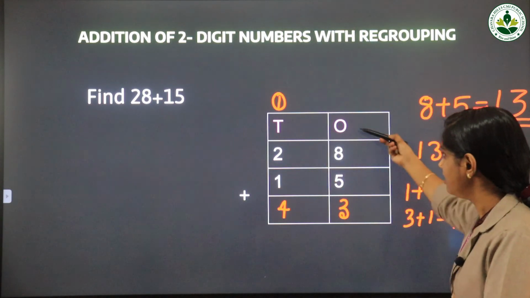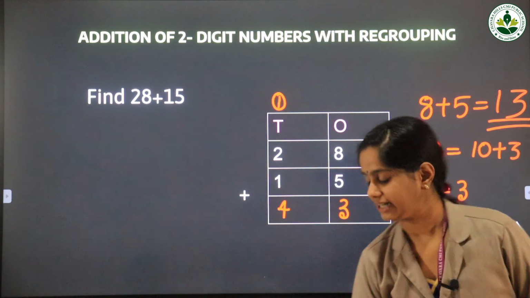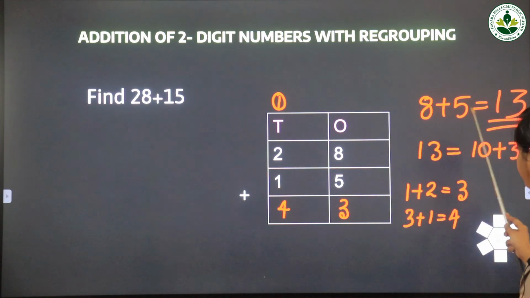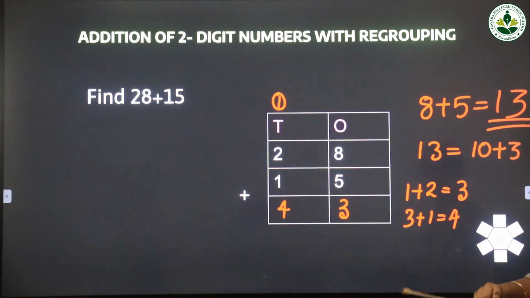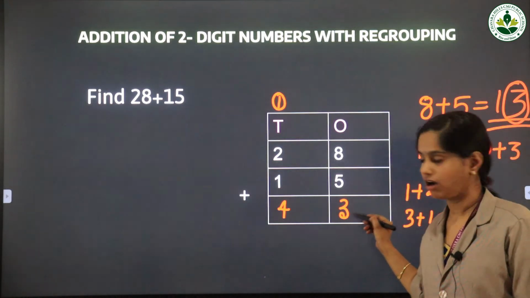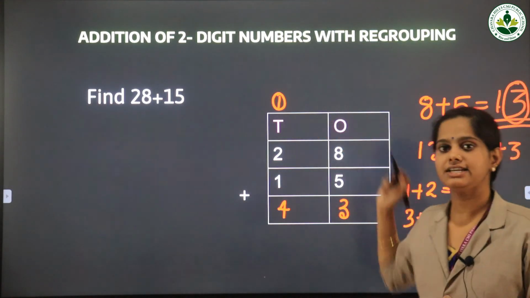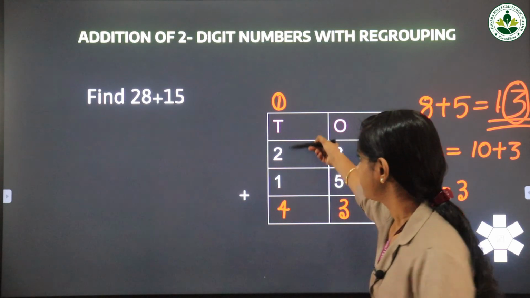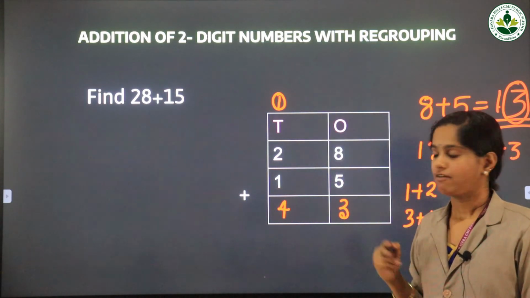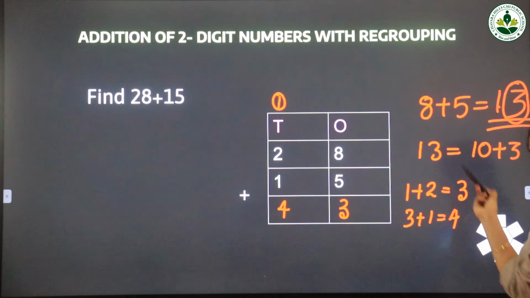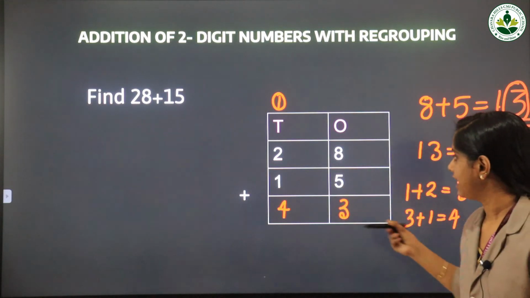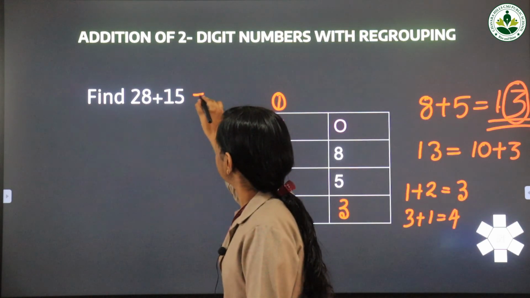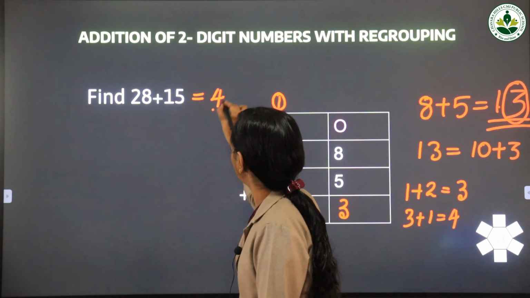First we start from the ones column. That is 8 plus 5. 8 plus 5 is equal to 13. 13 is a 2-digit number, so we only write the digit in the ones place. This number we write in the ones column and this 1 will go to the tens column. So first we add 1 plus 2, which gives 3. Then we add this 1 to 3. 3 plus 1 is equal to 4. So our answer is 43. 28 plus 15 is equal to 43.